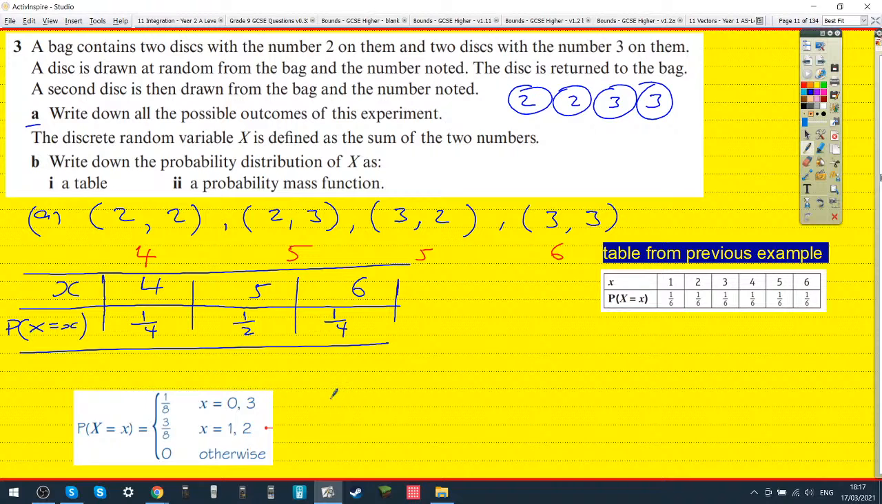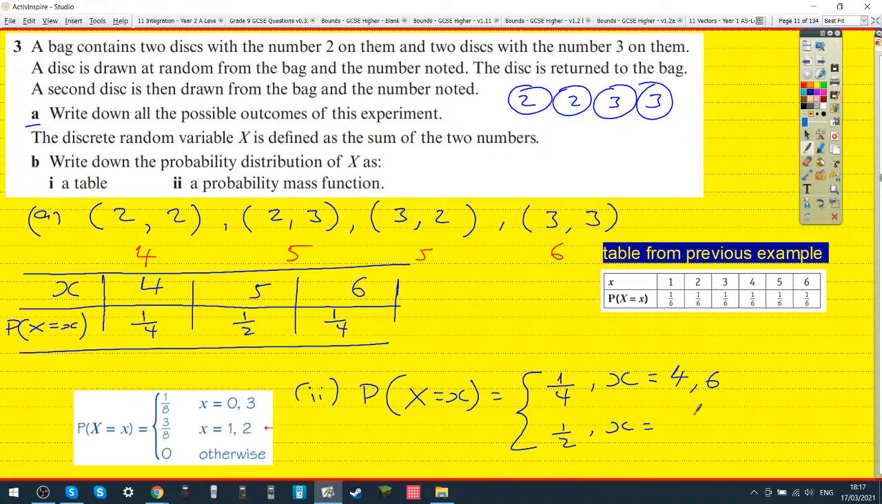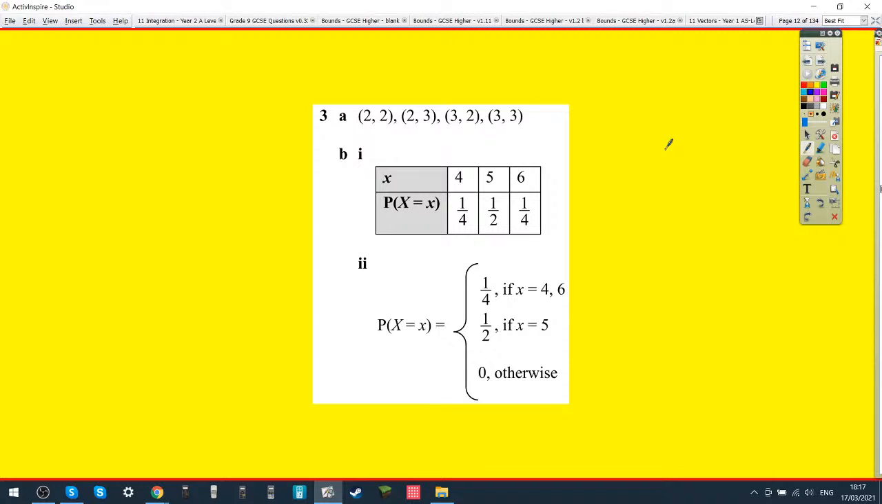It would be P, X equals x, equals 1/4 for x equals 4 and 6, and then a half for x equals 5, sorry. And then 0 otherwise. Great.